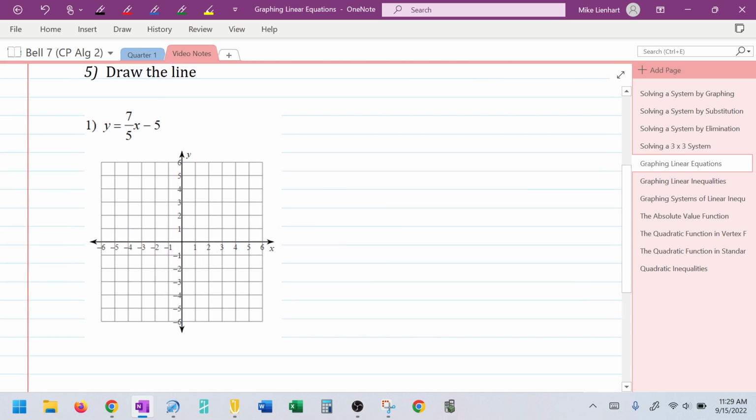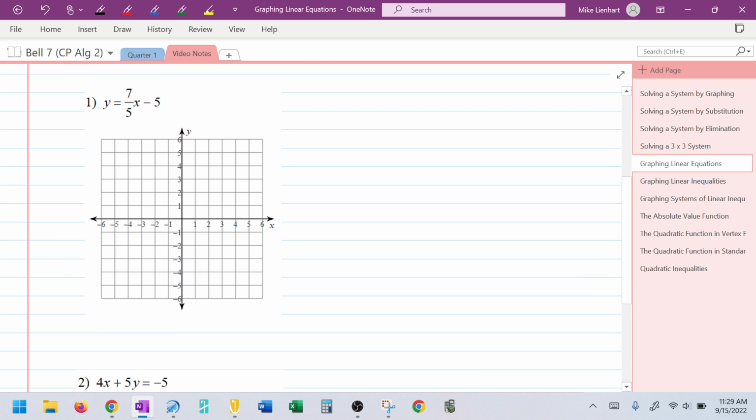So let's look at a couple examples here. The first equation I have already given us in slope-intercept form. Y equals mx plus b. And what that tells me is the y-intercept is -5. So I go to my coordinate plane, and where -5 is on the y, I put a dot.